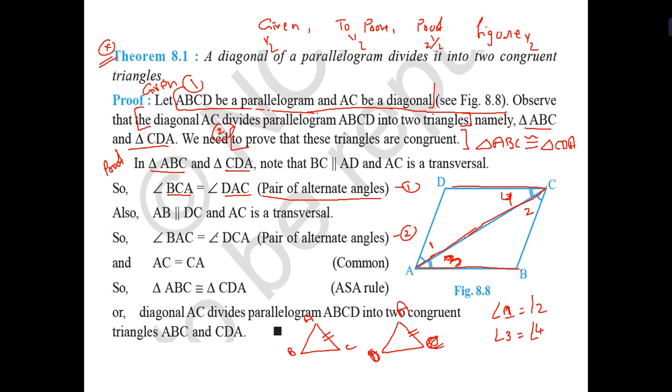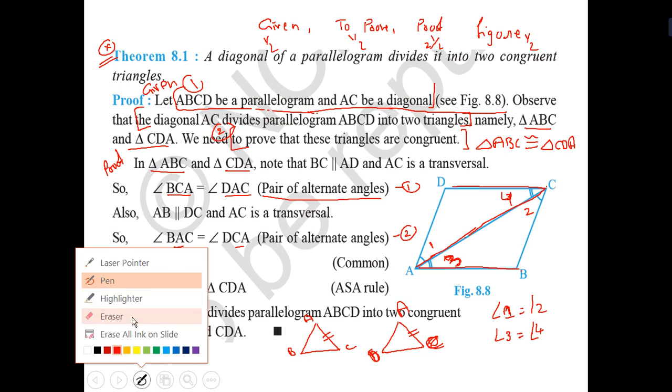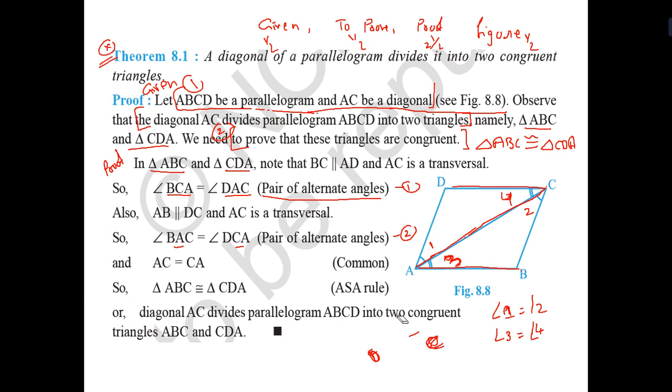AC is common, and two angles, first C and A are equal, and A and C again. If you see the figure properly, we have already generated two triangles. In the two triangles, AC is common, and the angles marked symbolically here are equal. So by the angle side angle criteria, we say the two triangles are congruent. So diagonal AC divides parallelogram ABCD into two triangles, ABC and CDA.